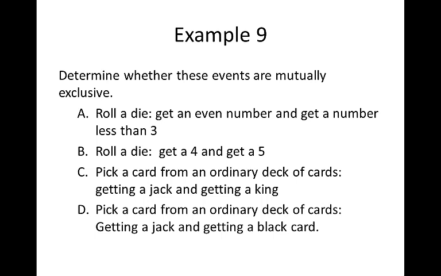Okay, welcome back. So these events here, getting an even number. Even numbers are what? 2, 4, 6. And numbers less than 3 would be 1 or 2. I see this outcome here occurs twice, so these are not mutually exclusive.